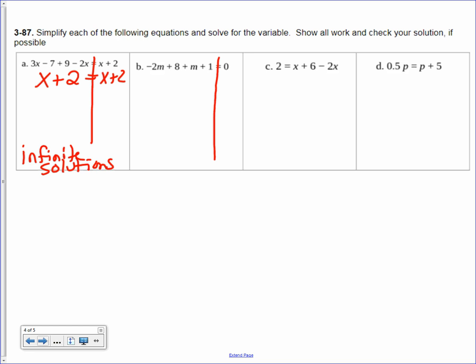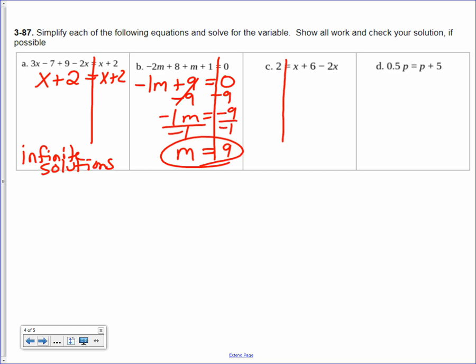For B, the first thing I'm going to do is simplify. -2 plus 1 is going to give me a -1m plus 9 equals 0. Subtract 9 from both sides. So I get -1m equals -9. Divided by -1, I get m equals +9.